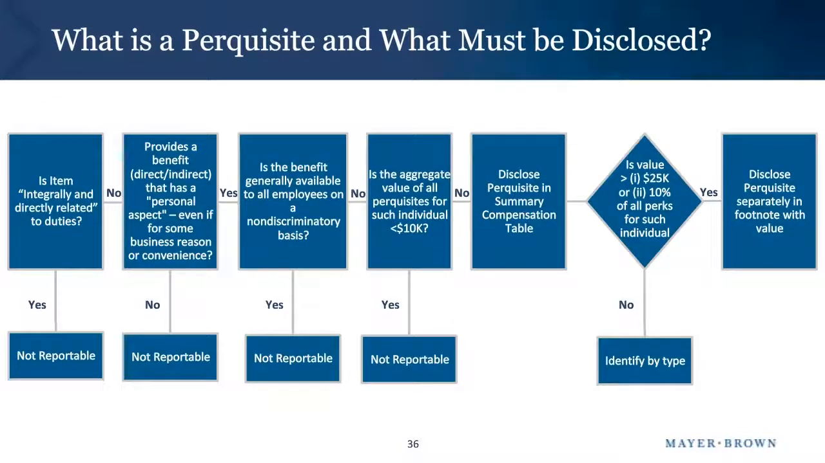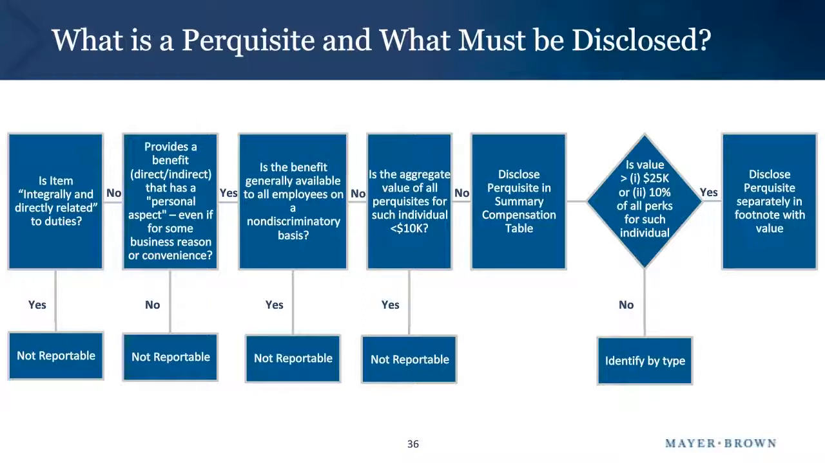This is a bit busy, maybe, but let me just go through it quickly. Is the item integrally and directly related to the duties of the NEO? If yes, it may not be reportable. If no, does it provide a benefit, direct or indirect, that has a personal aspect, even if for some business reason or convenience? If no, not reportable. If yes, is the benefit generally available to all employees on a non-discriminatory basis? If yes, not reportable. If no, is the aggregate value of all perquisites for such individual less than $10,000? If yes, not reportable. If no, disclose the perquisite in the summary compensation table, and if the value is greater than $25,000 or 10% of all perks for such individual, then disclose the perquisite separately in a footnote with its value.